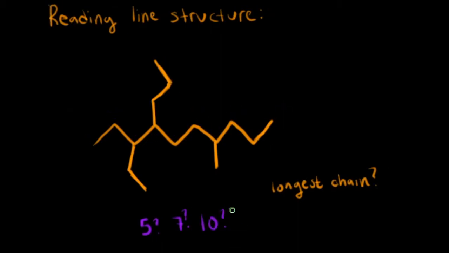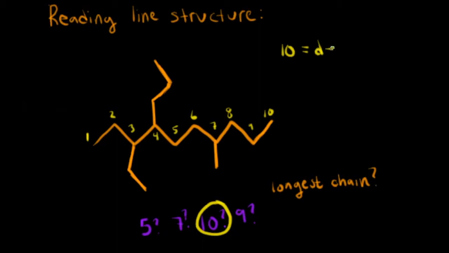But the next one we count is 10 carbons long. So we're going to put that down at the bottom of the screen, and that's definitely the largest out of all of them. Next one we count is going to be 9 carbons long. Still pretty long, but not as long as 10. And so what we're left with is a carbon chain that is 10 carbons long. Because the carbon chain is 10 carbons long, we can give it the prefix dec.